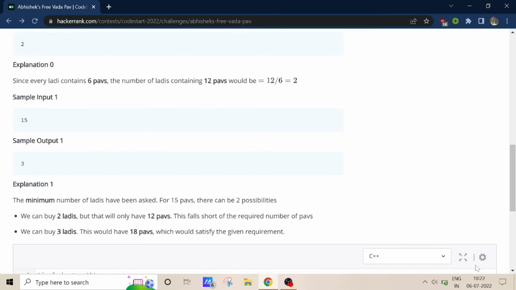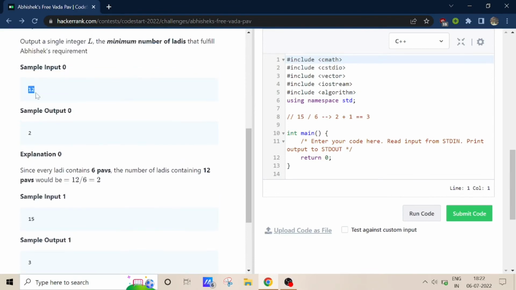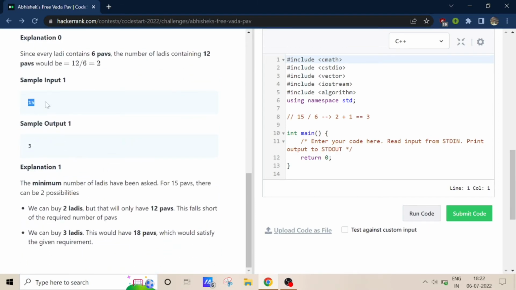I think we have understood from the question one thing, that in the case when n, which is the number of pavs, is directly divisible by 6, the answer would be n by 6. But in the case when that is not divisible by 6, we need to find n by 6 plus 1. Plus 1 because I am truncating the division to a single integer, so that would cause it to go to the previous nearest integer, and I need to find the next nearest integer. So I would add 1 and go to 3.